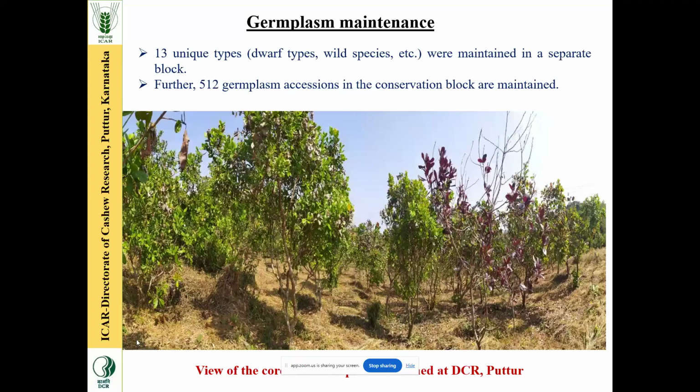So in our germplasm maintenance block, we have around 13 unique types which belong to dwarf types, wild types, etc., which are maintained in a separate block. And further, 512 germplasm accessions in the conservation blocks are maintained and they are characterized also. This is the general view of those plants which we have considered in the field.